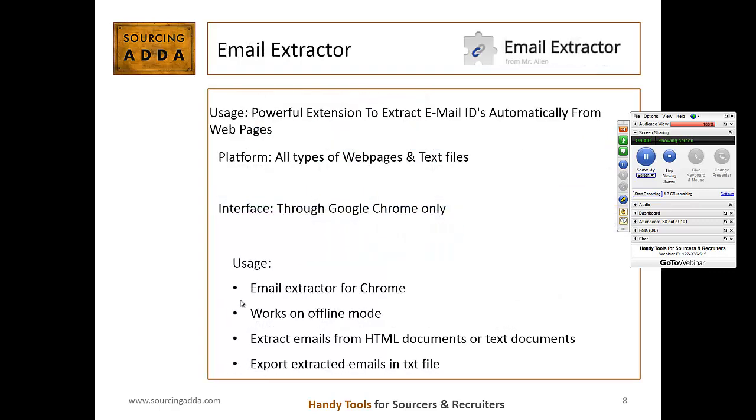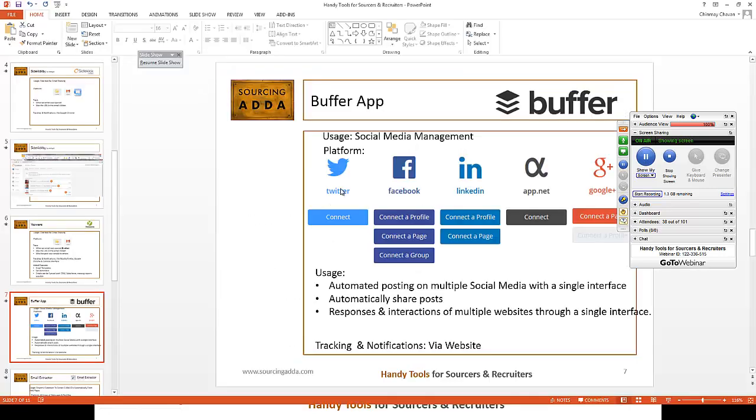The next tool is the email extractor tool. The next two tools are basically Chrome applications, which will be useful for sourcing purposes. So the email extractor automatically picks up email addresses on a particular web page. You can use any kind of web page, and you can also use text files like Word or Notepad. The working is only through Google, and you can extract emails. It also works in an offline mode, and you can extract the entire sourced list into a different Notepad file, a txt file. Let's see how.